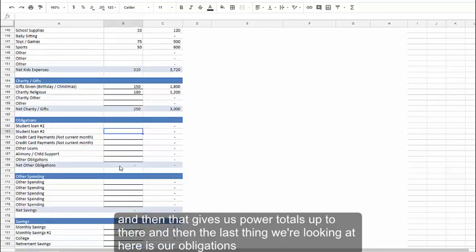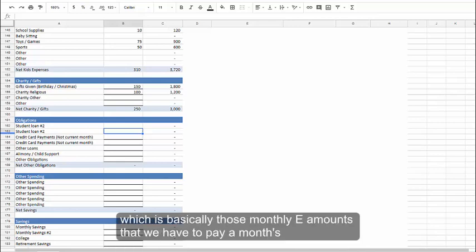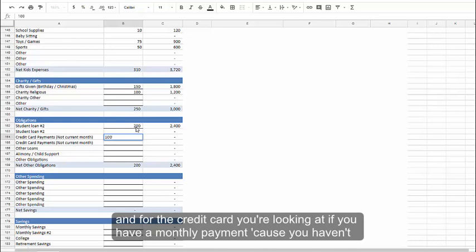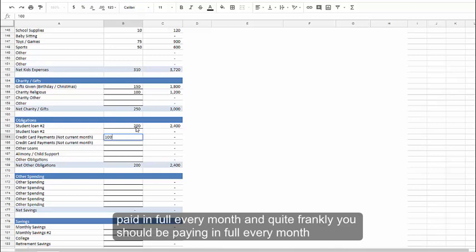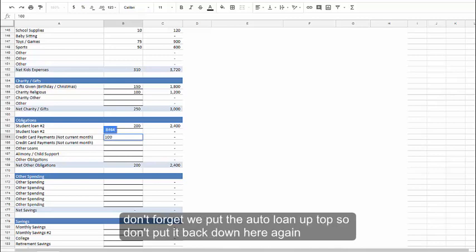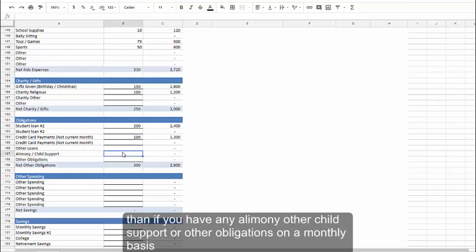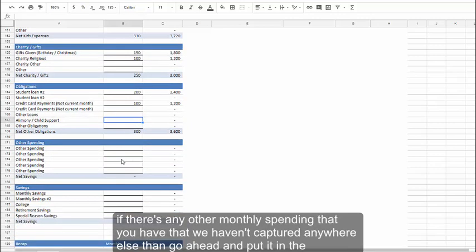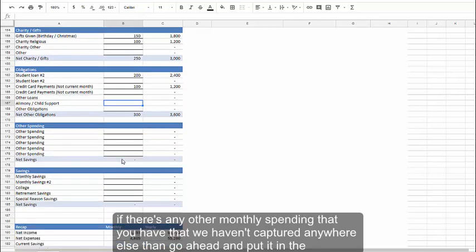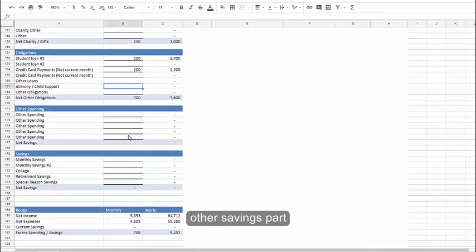And then the last thing we're looking at is our obligations, which is basically those monthly amounts that we have to pay on loans. And for the credit card, you're looking at if you have a monthly payment because you haven't paid in full every month. And quite frankly, you should be paying in full every month. Don't forget we put the auto loan up top, so don't put it back down here again. And then if you have any alimony, other child support, or other obligations on a monthly basis. If there's any other monthly spending that you have that we haven't captured anywhere else, then go ahead and put it in the other savings part.